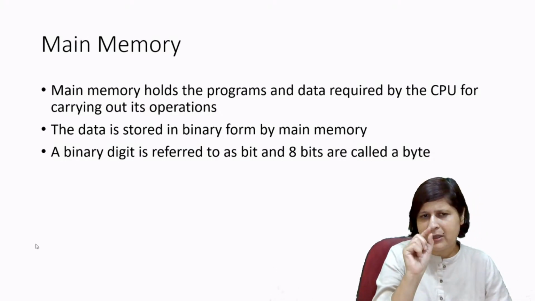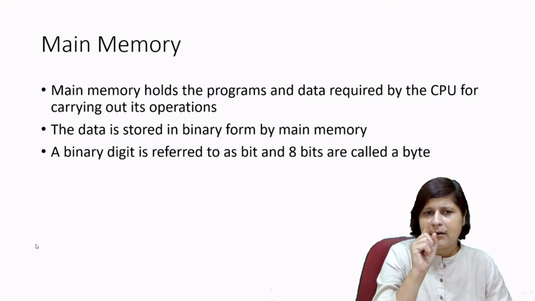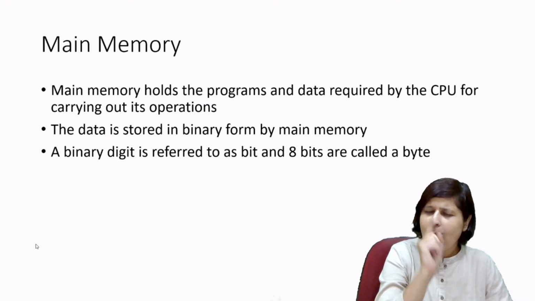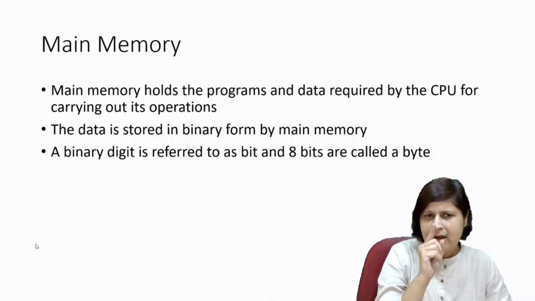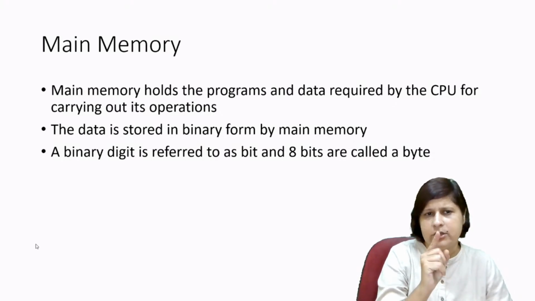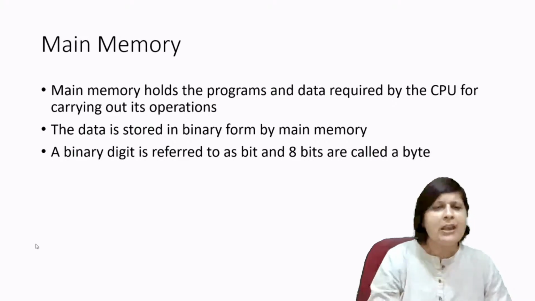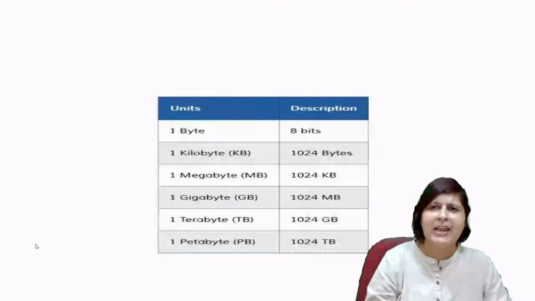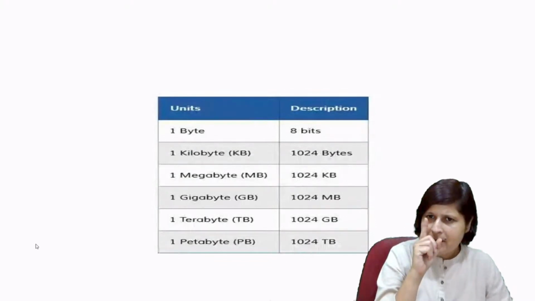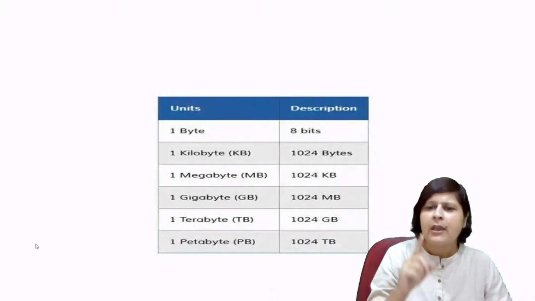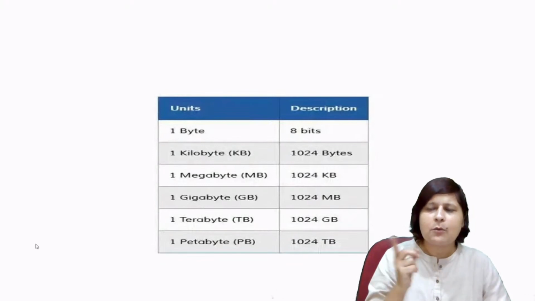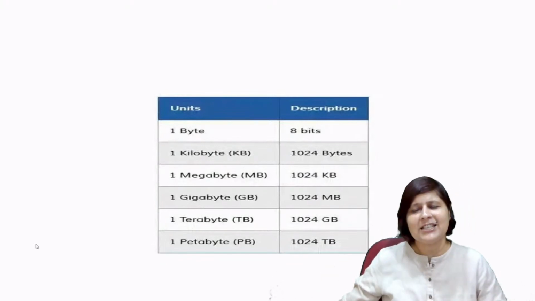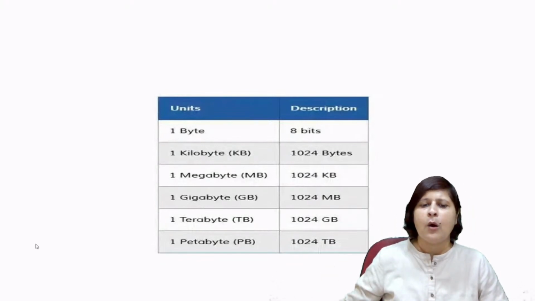Referred to as a bit, meaning one bit. One bit means one binary digit. There are various terms like bit and byte. One binary digit is one bit, and 8 bits equal 1 byte. So 1 byte is equal to 8 bits.